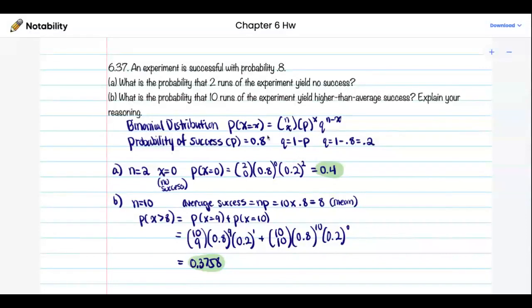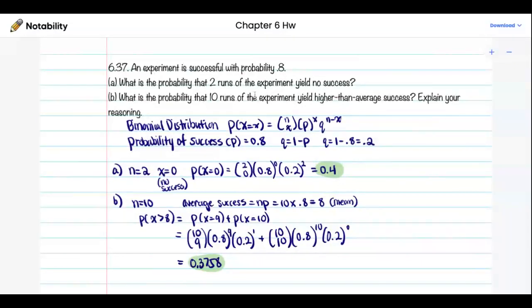So for this question, it deals with binomial distribution. And so we know that the probability that big X equals small x equals n choose x times p to the x power times q to the n minus x power. And we know that for the success, we have 0.8. And for the probability that is not success, q equals 1 minus p. So the probability that is not success is 0.2.